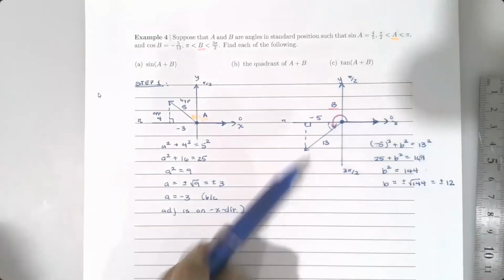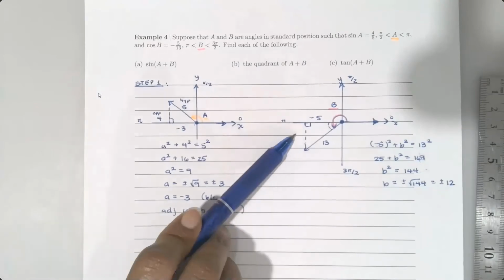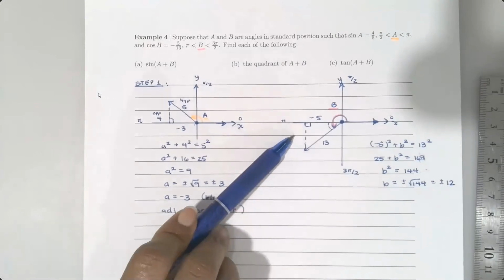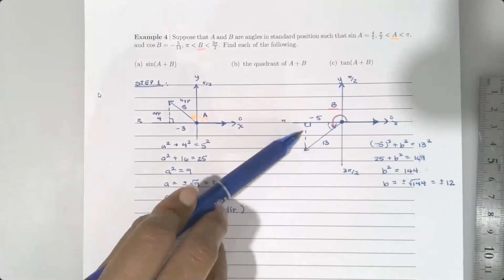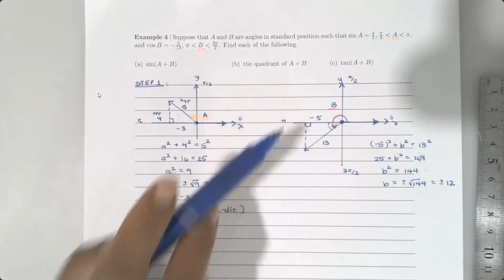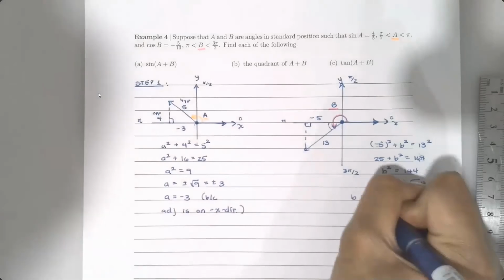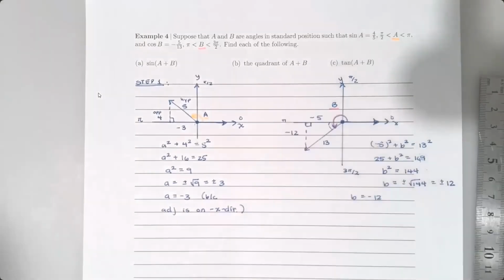Now, because we have b as the opposite side, what should be the sign? Should it be positive or negative? What do you guys think? Should be negative. Negative? Very good, because we're going down in the negative y direction. Good, thank you. This is negative 12. Okay, so now we have all the information that we need.